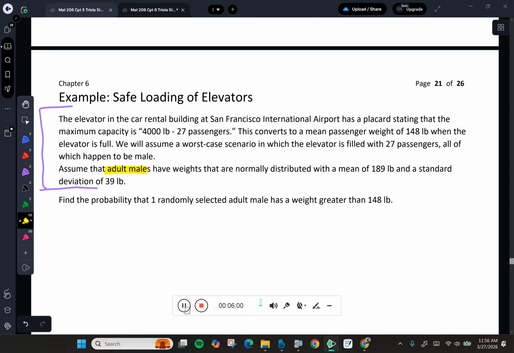I know that adult males have weights that are normally distributed. I'm told that they have a mean of 189 pounds. So since we're talking about a normal distribution, I know that we have a mu of 189. And I'm also told that I have a standard deviation of 39. So since we're talking about a population there, I know that that's going to be a sigma of 39, right?